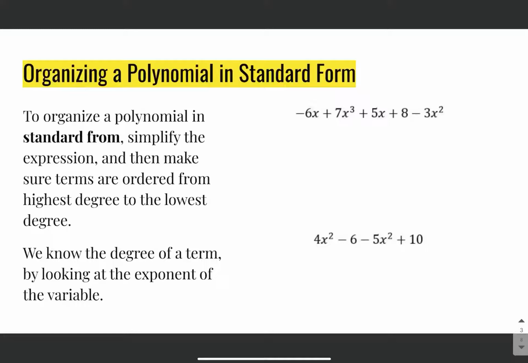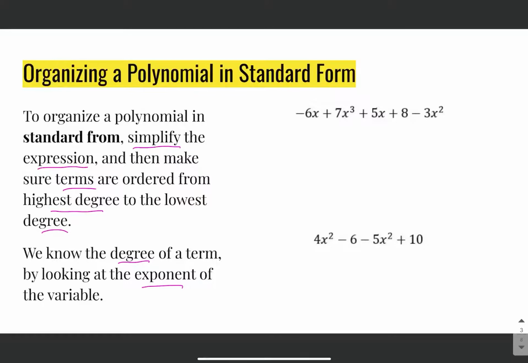So if I need a polynomial in standard form, I need to first simplify the expression, and then I need to make sure that the terms are ordered from largest degree to the lowest degree. When we're figuring out the degree of a term, we're going to be looking at the exponent. So let's take a look.